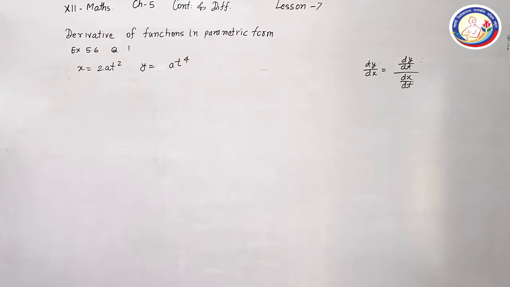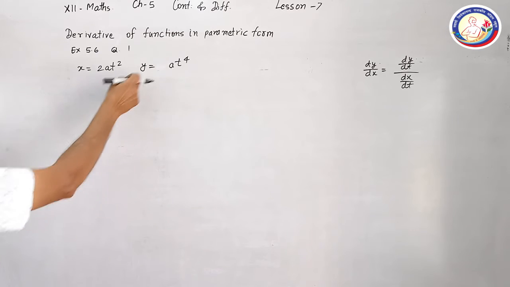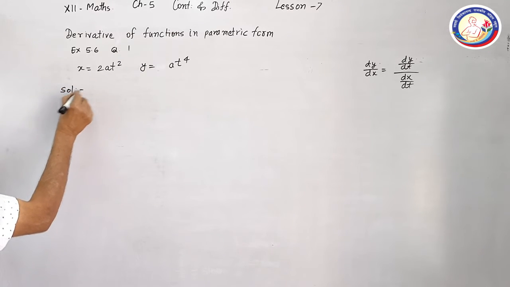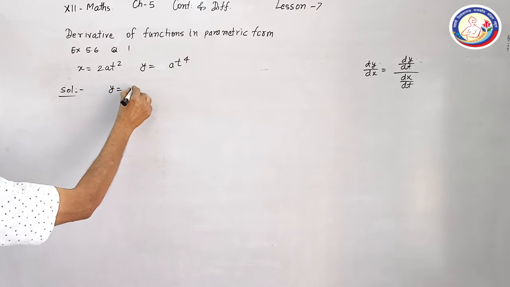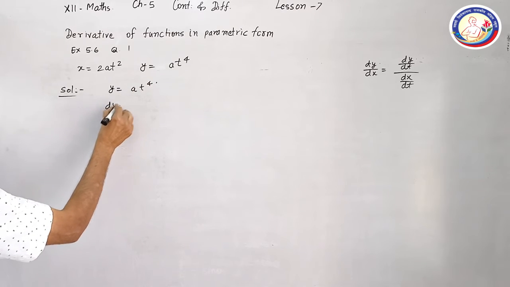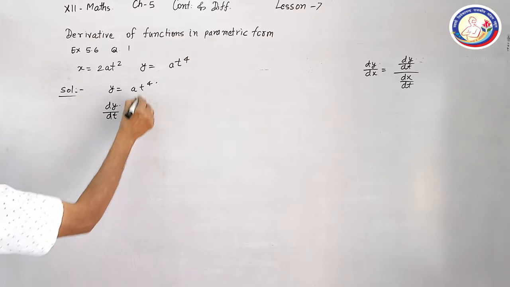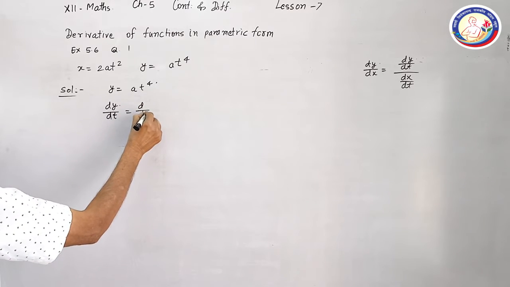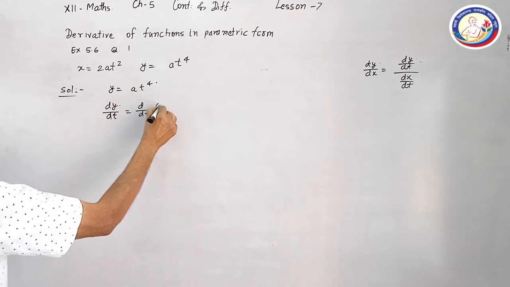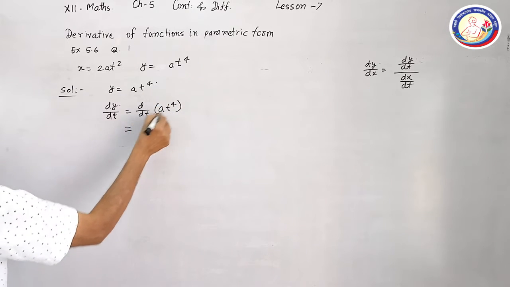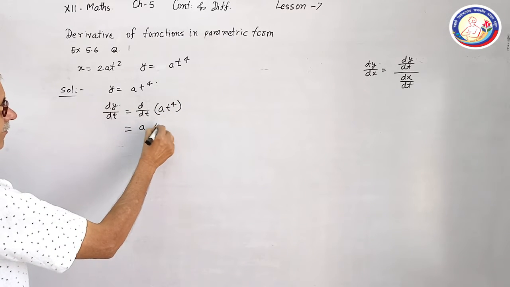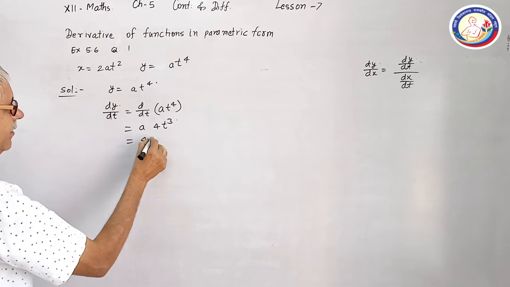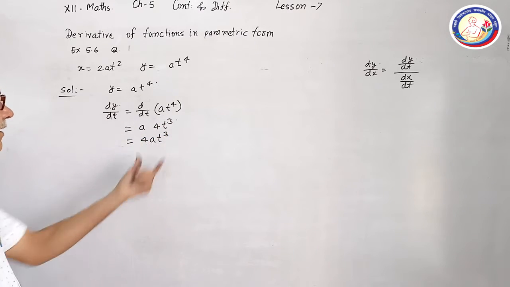x equals 2at square and y equals at raised to power 4. As this is parametric form, to find the derivative of y with respect to x, I am writing here y equals at raised to power 4. The derivative of y with respect to t is the derivative of this function at raised to power 4. Here a is constant, and the derivative of t raised to power 4 with respect to t is 4t cube. That is 4at cube. We will use it later.